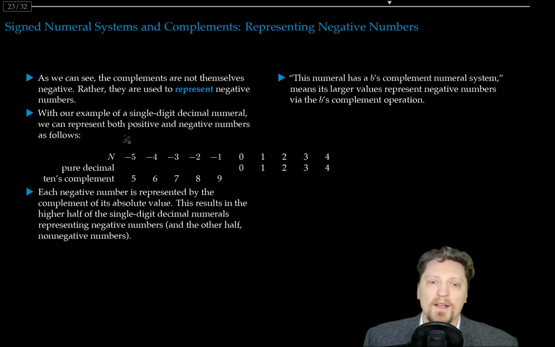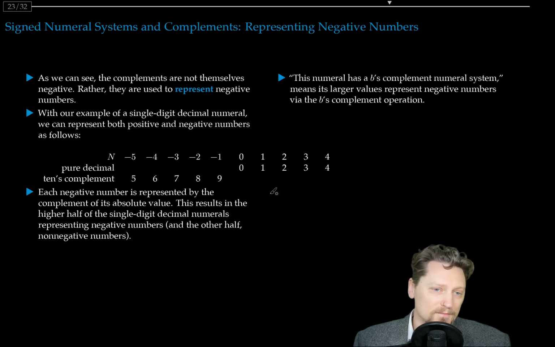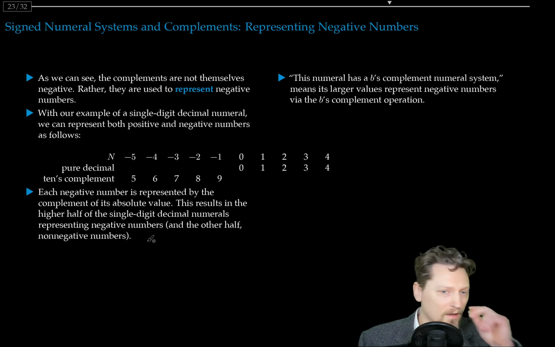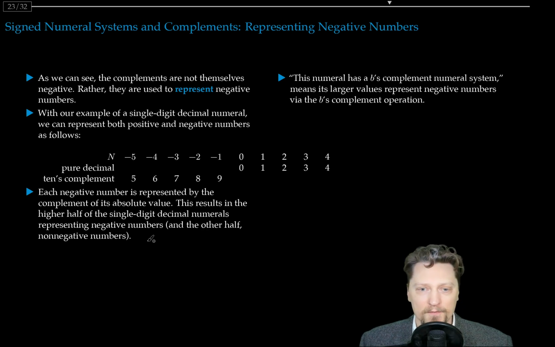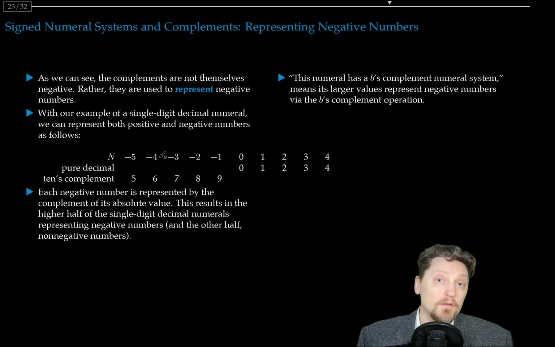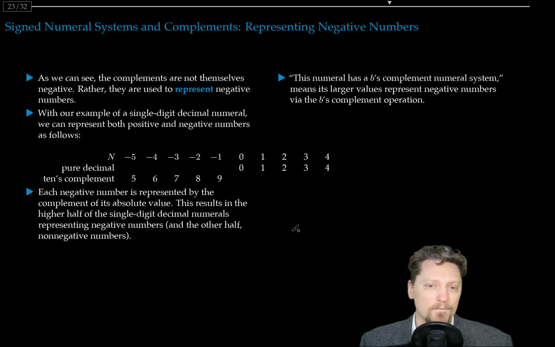And in this way, we can represent negative numbers with positive numbers. Each negative number is represented by the complement of its absolute value. So the complement of the absolute value of -4 is the complement of 4, which is 6. The complement of 3 is 7, etc. This results in the higher half of the single-digit decimal numerals representing negative numbers and the other half non-negative numbers. This numeral system is a B's complement numeral system, meaning its larger values represent negative numbers via the B's complement operation.